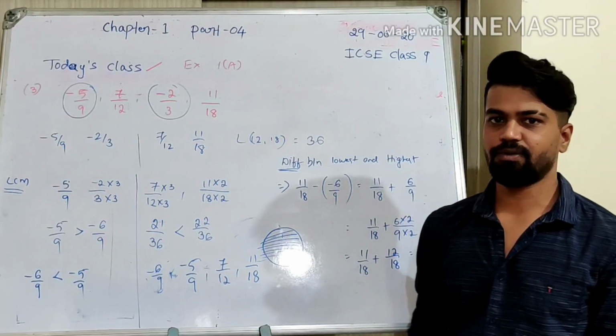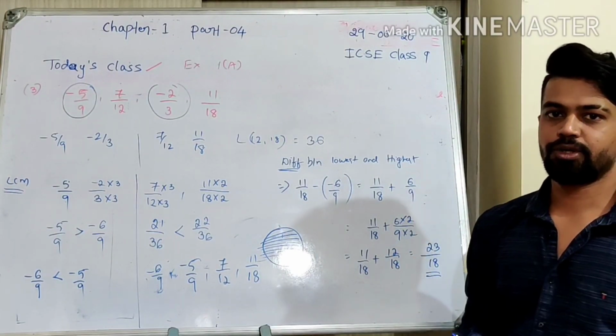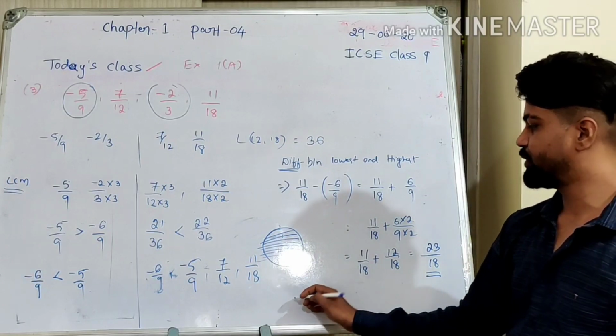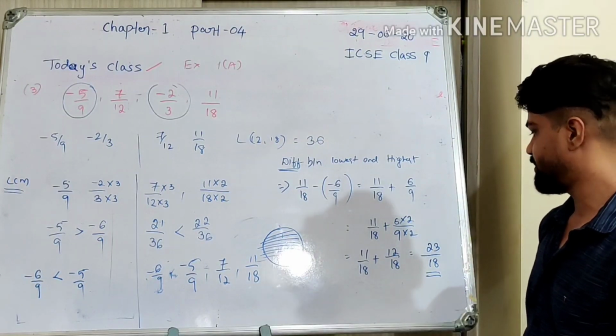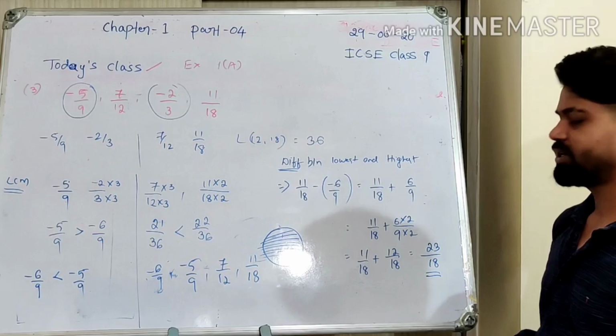So what is the further thing? Find the final answer which is accurate to one decimal place. So what I should do is divide this 23 by 18.